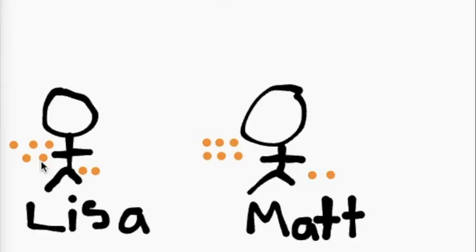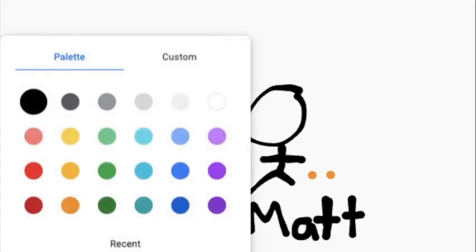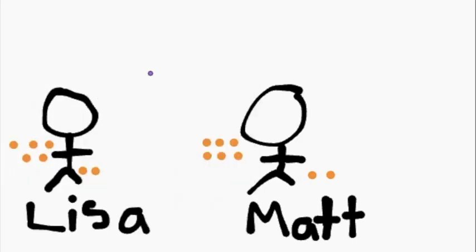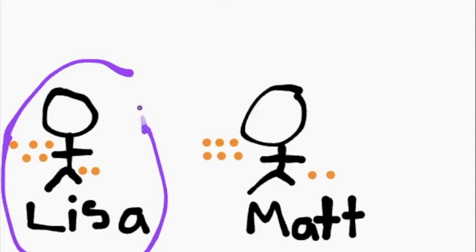Pennies in her hand and 2 pennies in her pocket. Matt has 6 pennies in his hand and 2 pennies in his pocket. Who has fewer pennies? Let's see, 5 and 2, that's 7. 6 and 2, that's 8. So Lisa has fewer pennies than Matt.